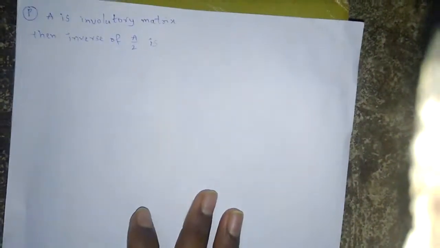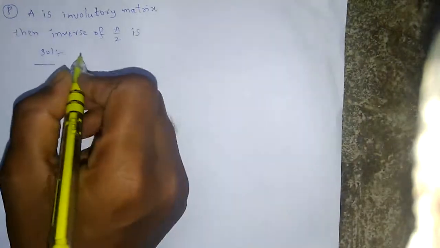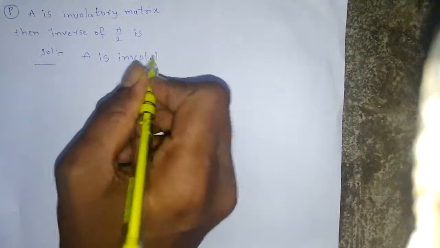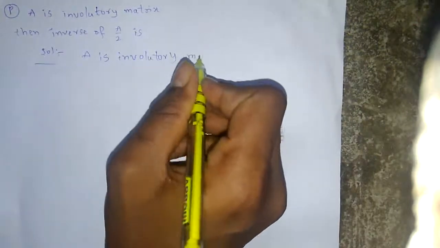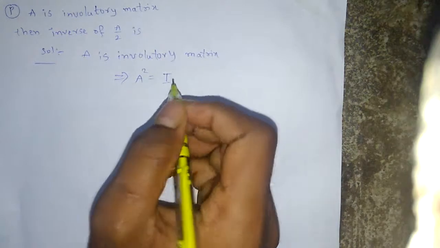So our next problem is, if A is an involutory matrix, then the inverse of A by 2 is. Here A is an involutory matrix. Involutory matrix implies A square is equal to the identity matrix, that is denoted by capital I.